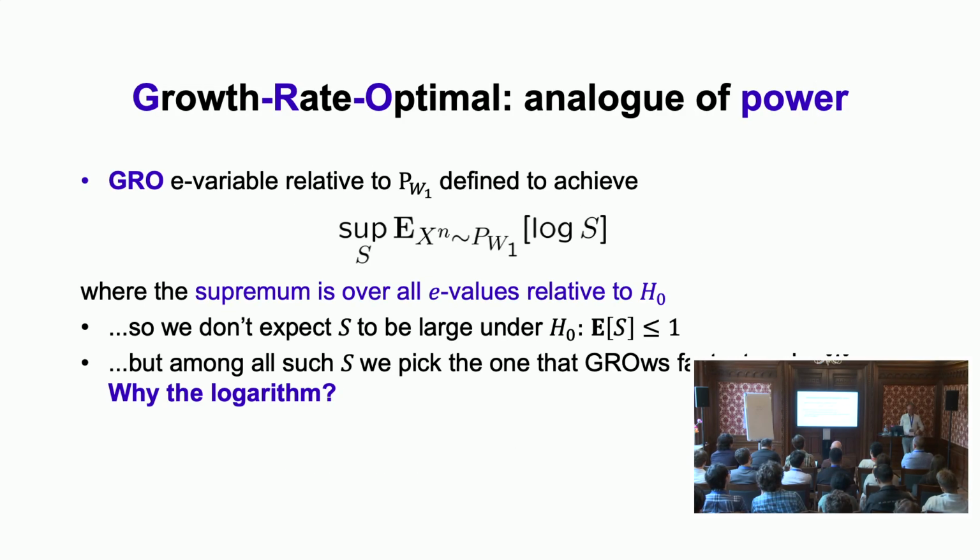Now, why the logarithm? First of all, an e-variable by definition has expectation bounded by 1 under the null. It doesn't grow under the null. Under the alternative, we want it to grow, so we can reject the null as fast as possible. So you would like an e-variable which maximizes the expectation of some increasing function of s. But then the question is, why would you take the logarithm? Why not just s itself, or s squared, or square root of s?